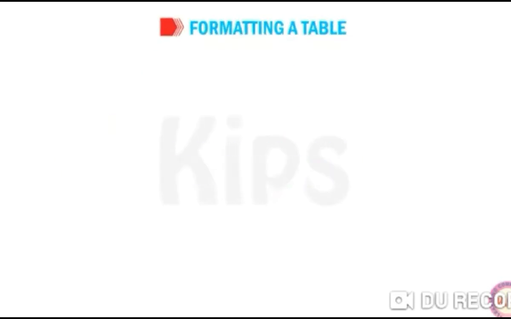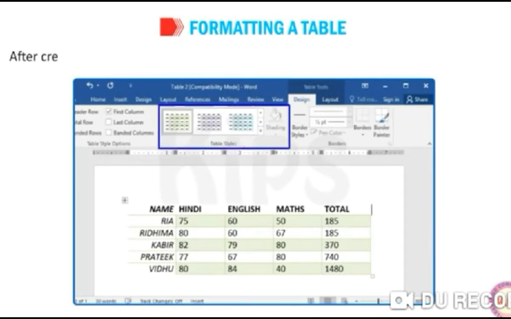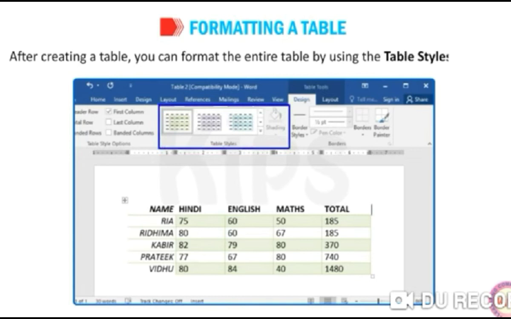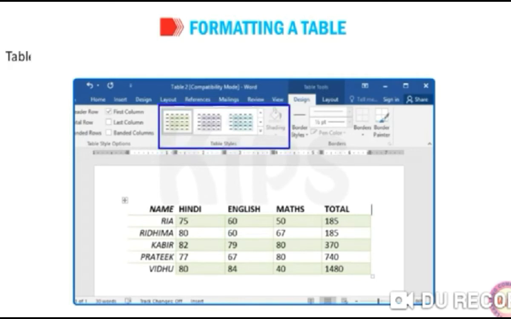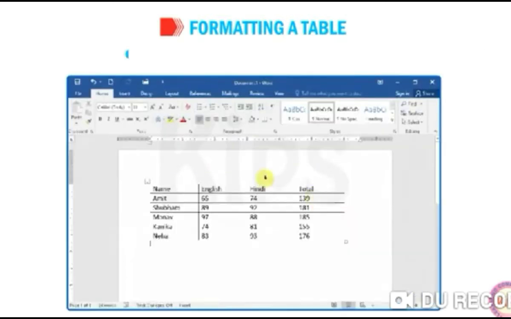Formatting a table. Formatting controls the overall appearance of a table. After creating a table, you can format the entire table by using table style. As you can see here, table style option. Table style is an inbuilt facility to change the appearance, color and border of a table.